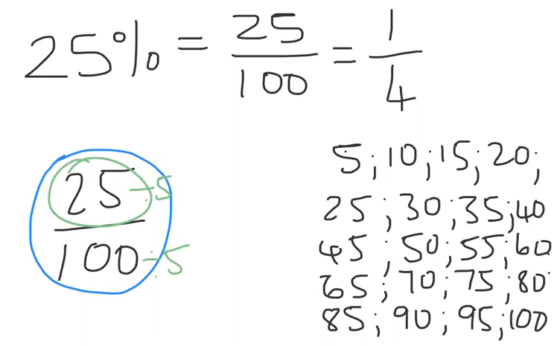So 25 divided by 5. Let's see the 5 times table. So there's 1, 2, 3, 4, 5. So 25 is the 5th number. So that answer is 5.